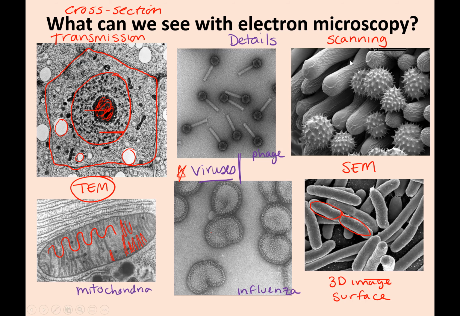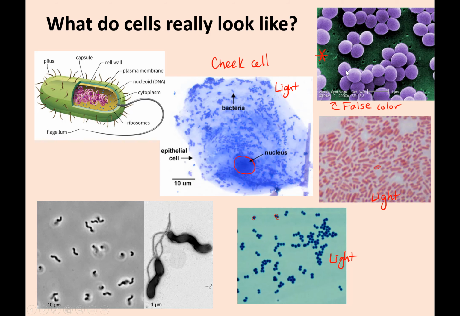And you noticed that all of the electron microscopy I showed you up here was black and white images. We can add color to give it more contrast, and so you can have false coloring. If you see great detail, and this is scanning because you can see the outside, the 3D, that is scanning electron microscopy, SEM, with false coloring.